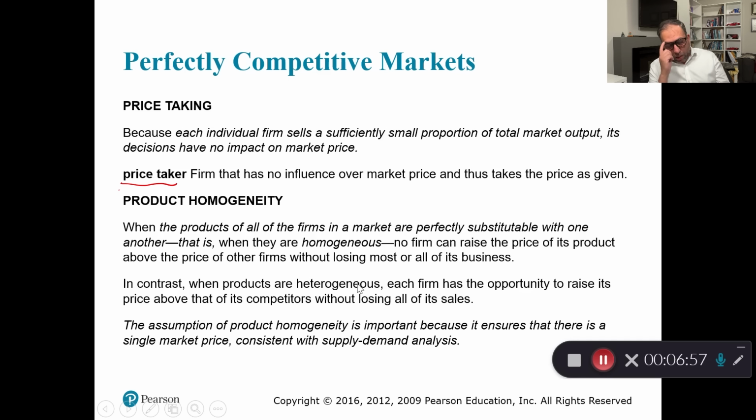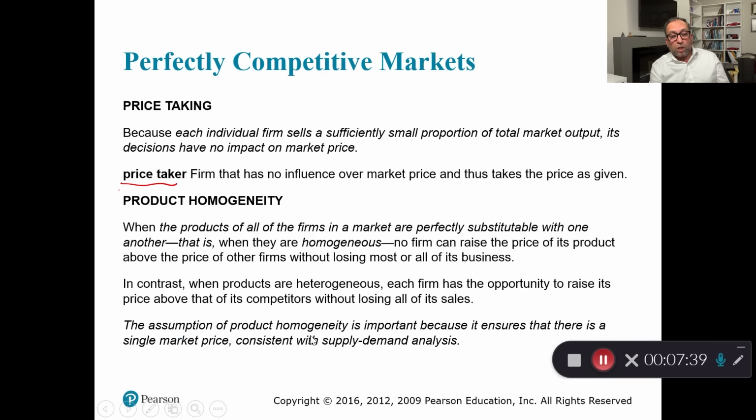In contrast, when the products are heterogeneous, meaning differentiated, each firm has the opportunity to raise the price. We can see, like the coffee from Starbucks or coffee from Tim Hortons, although both are coffees, they are charging different prices because they differentiate. They are heterogeneous products in the way that they have some features that are not available with Starbucks, and that are not available with Tim Hortons. So they are treated separately. Same is the case with cell phones, like an iPhone and Samsung. Although both are smartphones, they are different. That's what we call heterogeneous. So each firm has the opportunity to raise its price above its competitors without losing all of its sales.